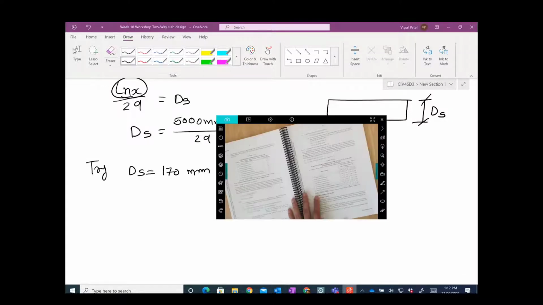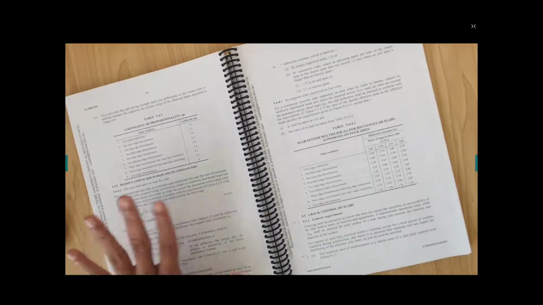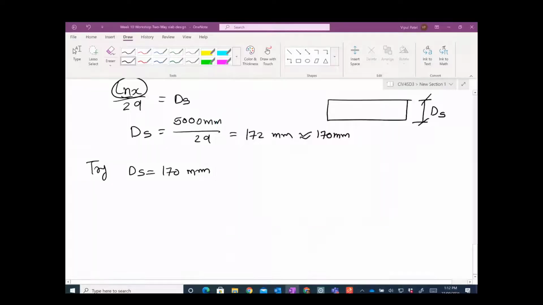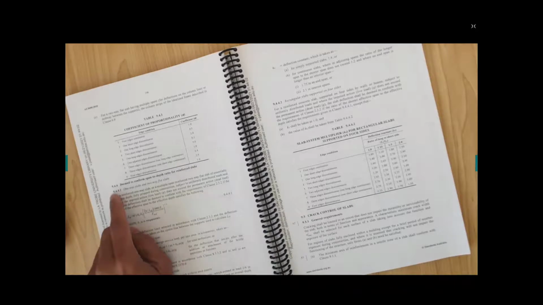Why do we need to try this one? Like in these examples where you have fsy effective, thus we need to iterate the d. Otherwise we don't need to try that one. Okay, I'm supposed to write that clause first, right? Let me write this clause here. That is clause 9.4.4.1.